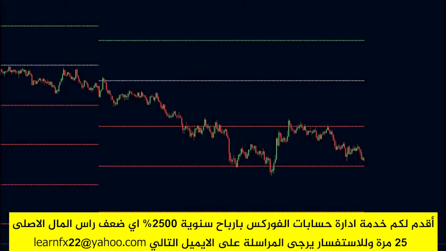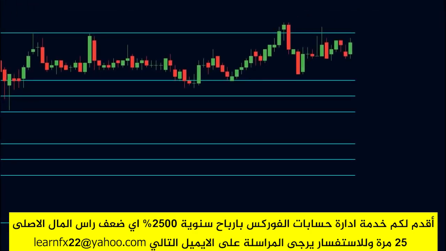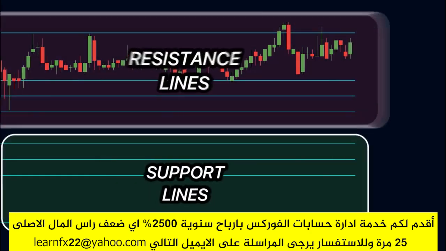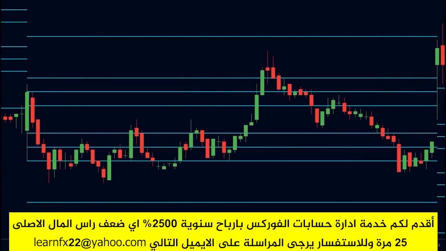Now, these were the standard pivot points. But we will use the Camarilla pivot points for our trading. Camarilla pivot points are an extension to the regular pivot points. They consist of 4 resistance points and 4 support points. Camarilla pivots are a little bit different than the regular pivots, so their interpretation will also be different.